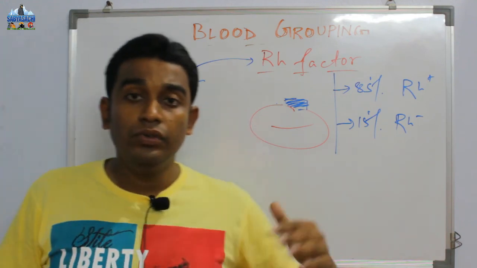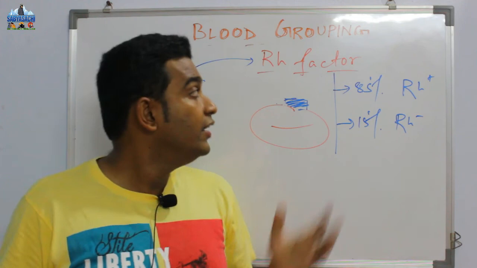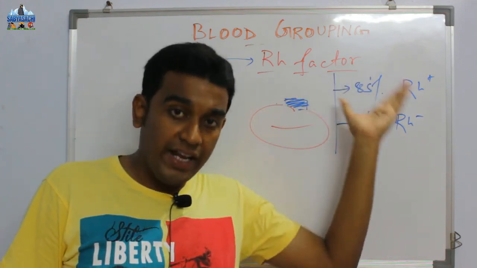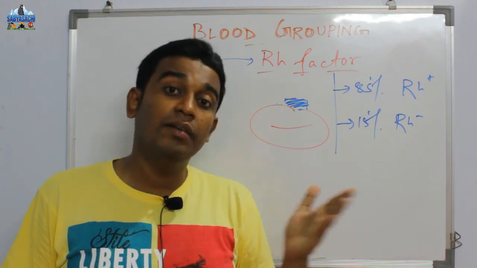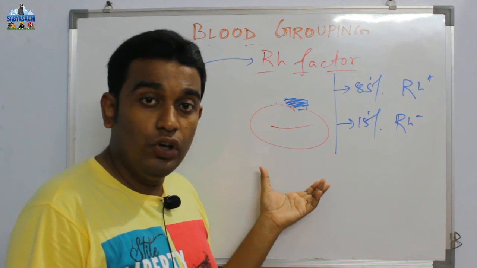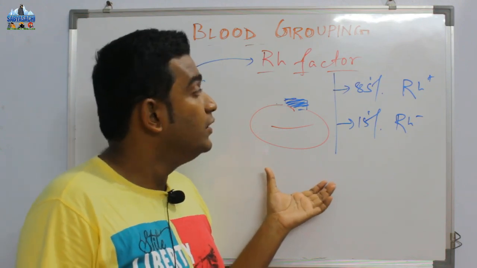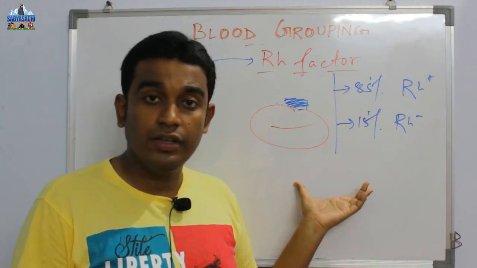And let me tell you, in the upcoming series of video lectures, I will be telling that this ABO system and Rh system, both of these two are genetically determined. That is again something very interesting. So in the next set of videos, I will be coming up with the genetic determination of the ABO system as well as the Rh system.